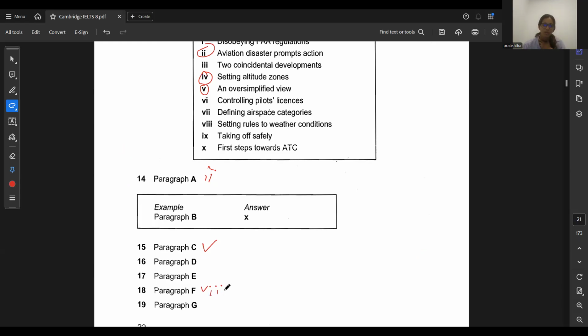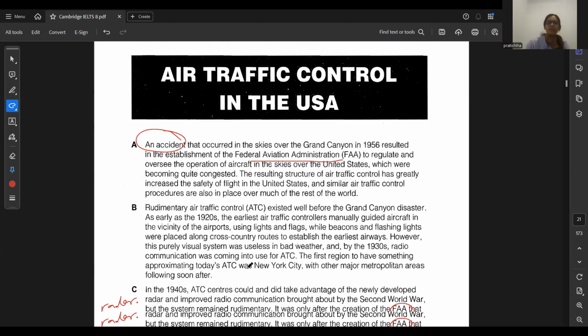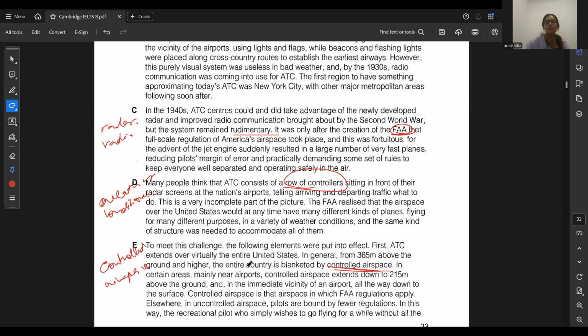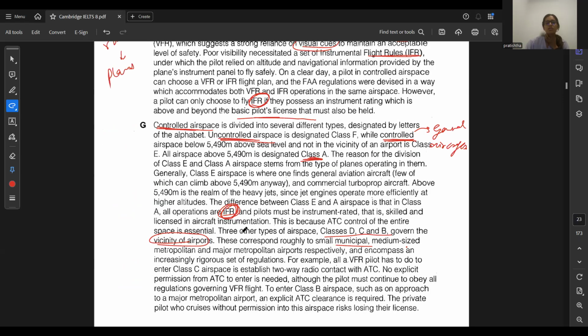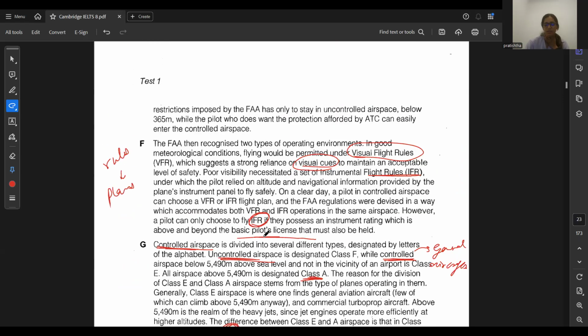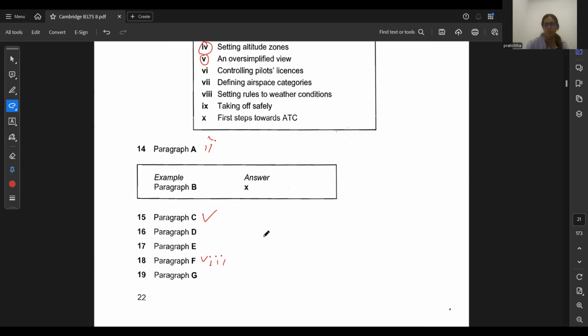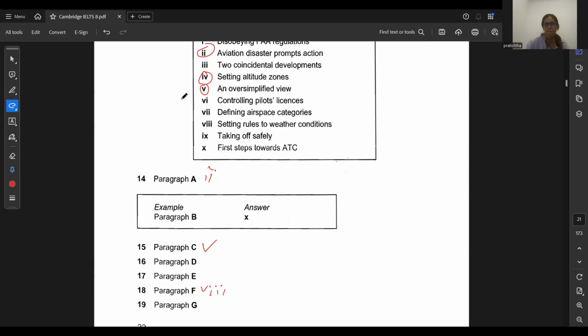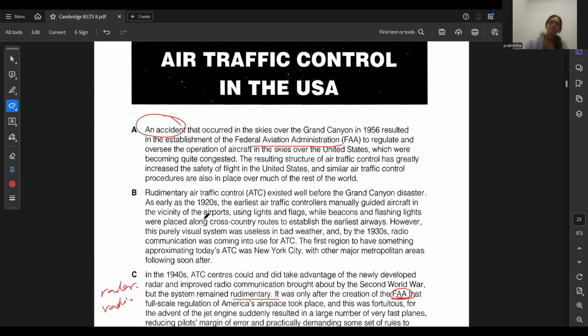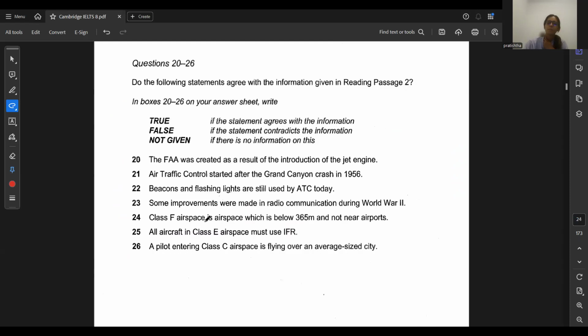Okay, why is my pen not working? And paragraph G, if we take a look at paragraph G, it's just classifying everything, right? So it's talking about categories, that's all.